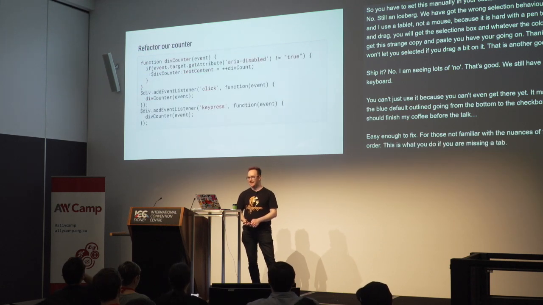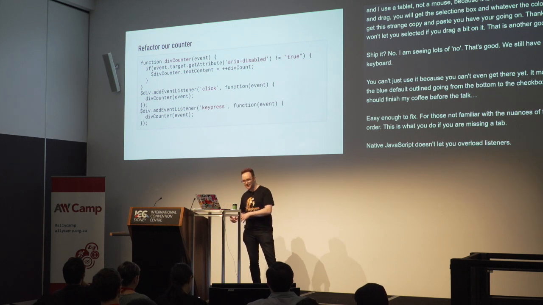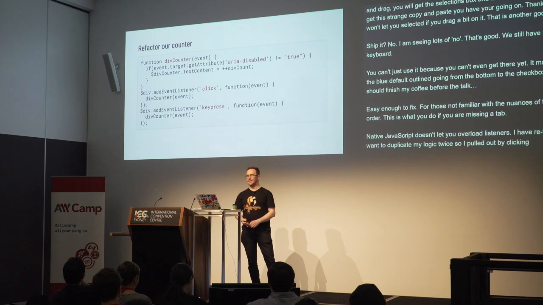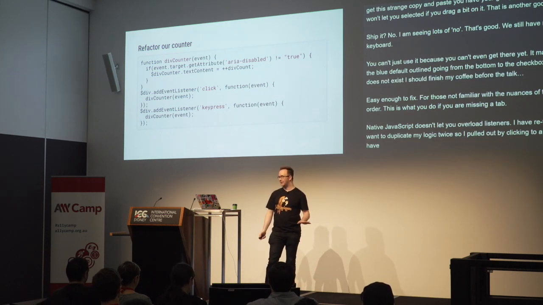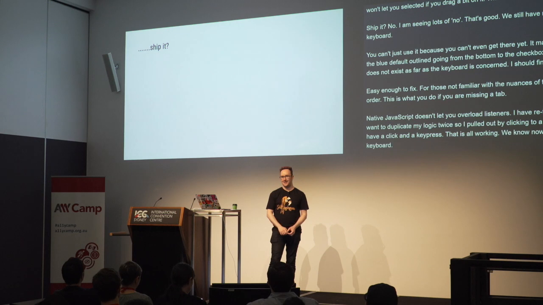Okay, native JavaScript doesn't let you overload listeners, so I've quickly refactored already because I didn't want to duplicate all of my logic twice. So I've pulled out my clicking to a div counter function, and now I've got a click and a key press. And so, that's all working, and we know now it's going to work with a keyboard. We can get to it and we can click it. Can we ship it now?